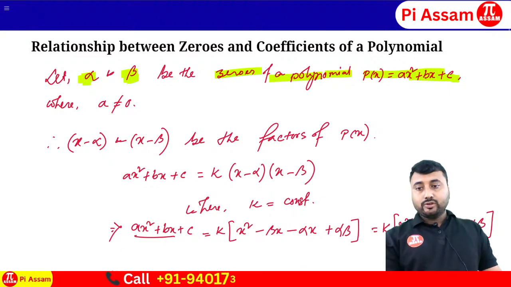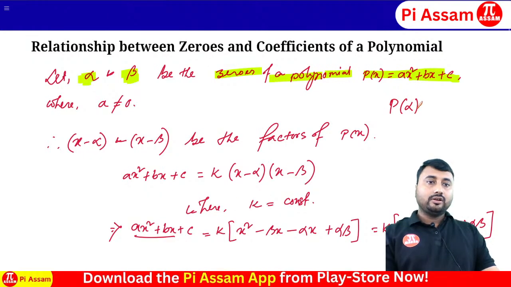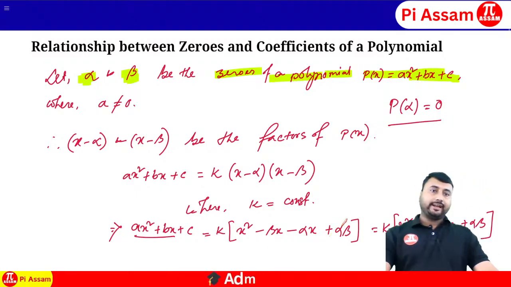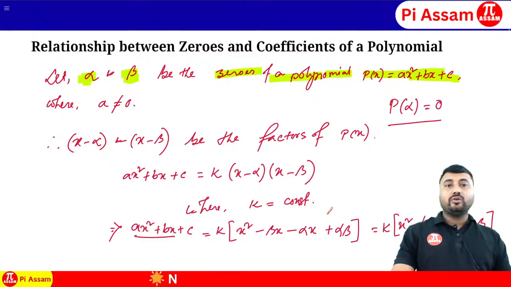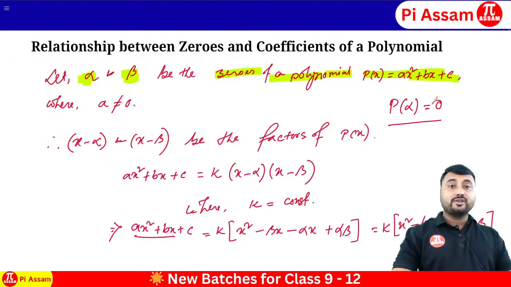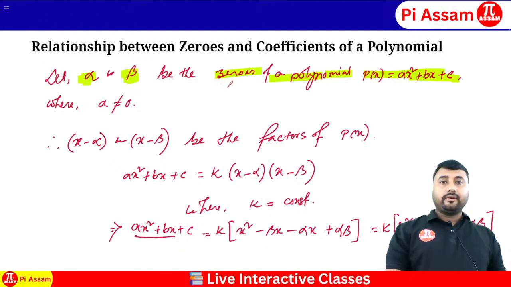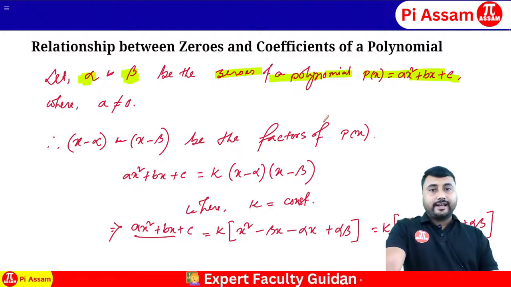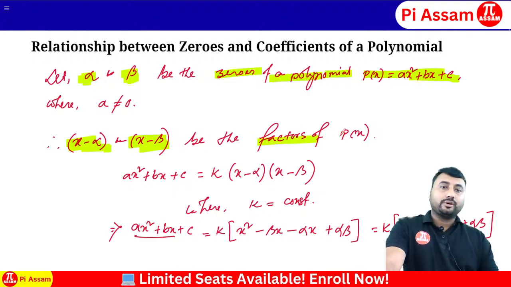Suppose if we put alpha in p, then the value will be 0. When we put the value of alpha in place of x, the expression becomes 0. So p(alpha) will be 0. So this is called a zero of the polynomial. So alpha and beta are zeros of the polynomial p(x), right? Therefore x minus alpha and x minus beta are the factors of the polynomial p(x).